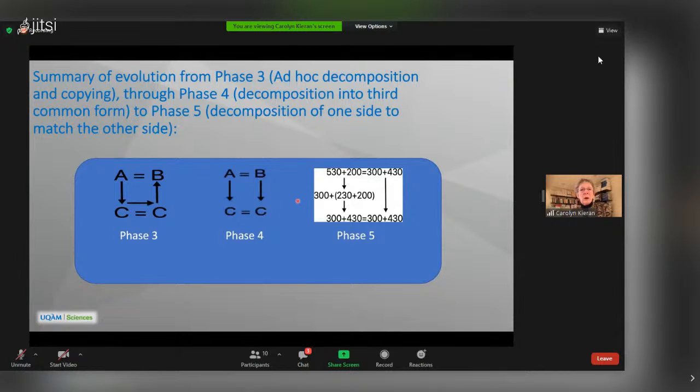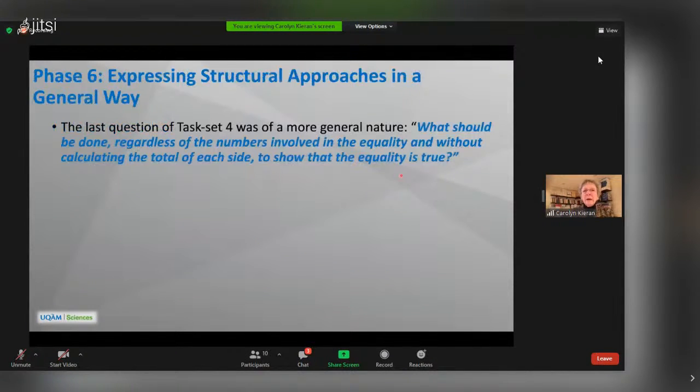And the fifth phase, decomposition of one side so as to match the other, using this generic example. We see that 530 was decomposed into 300 plus 230, and then the 230 was reassociated with the 200 so as to yield the same expression on the left side as the expression on the initial right side. And phase 6, expressing structural approaches in a general way. The last question asked, what should be done regardless of the numbers involved in the equality and without calculating the total of each side to show that the equality is true?